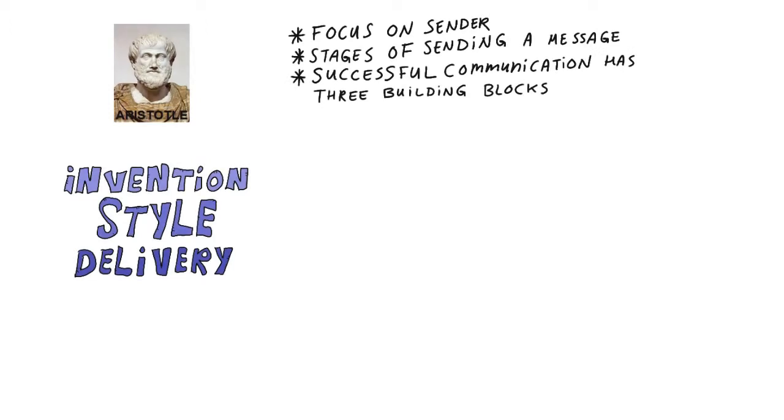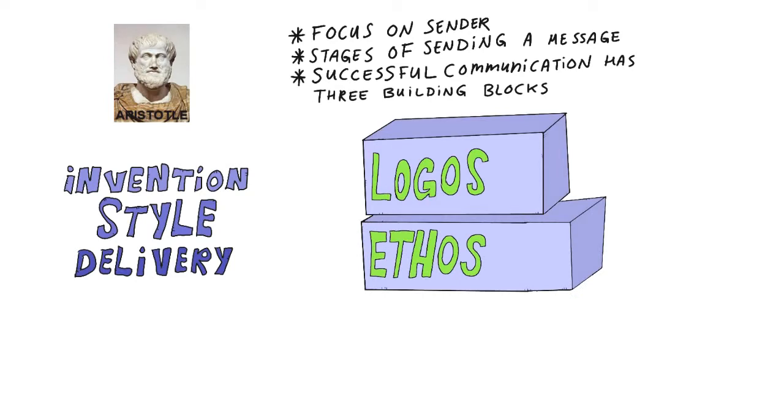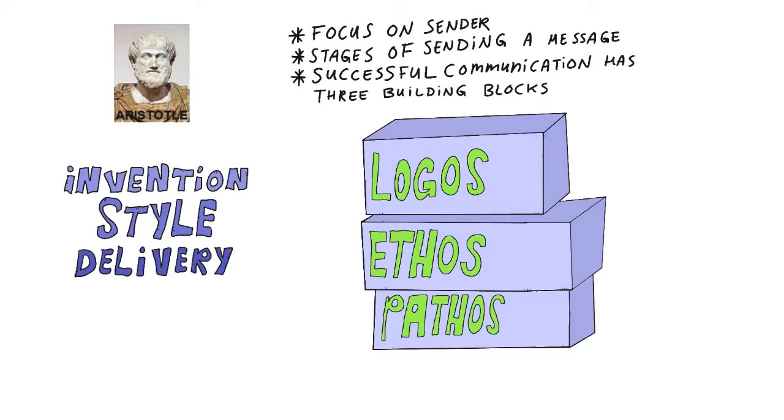Successful communication, which leads to persuasion, has three building blocks. Logos, ethos, pathos. Logos is the use of reason, and basically it resembles what Socrates and Plato taught. Rational arguments based on facts and logic. Our politician, for instance, might use some statistics to back up her argument.